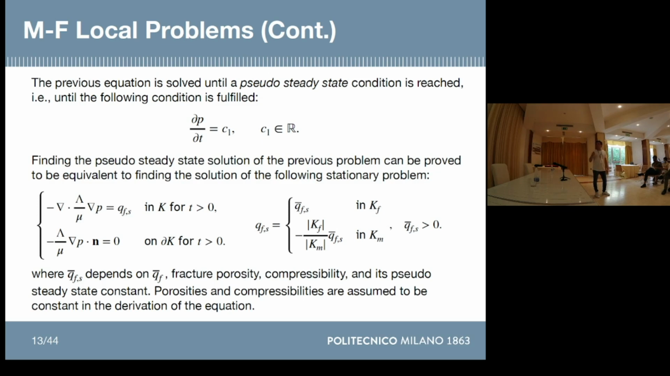Obviously, we also have to set a condition in order to get the uniqueness of the pressure, since we have homogeneous Neumann boundary conditions here. And when numerically solving the problem, obviously the second formulation, the stationary one, is preferred in order to save computational resources.